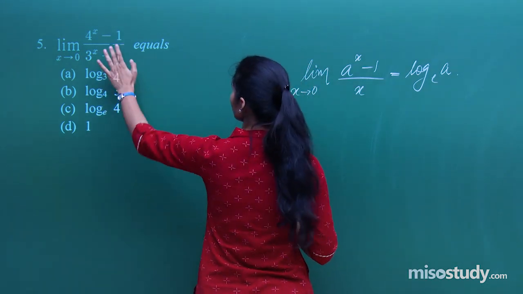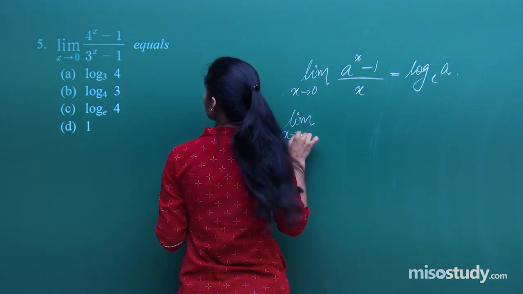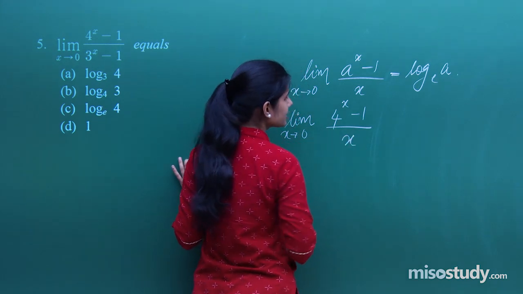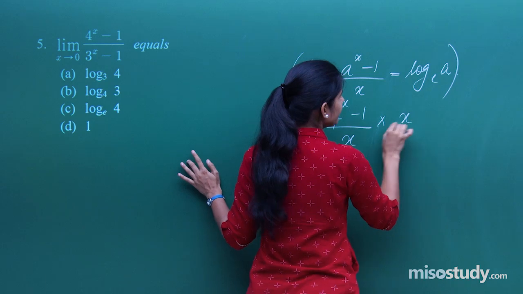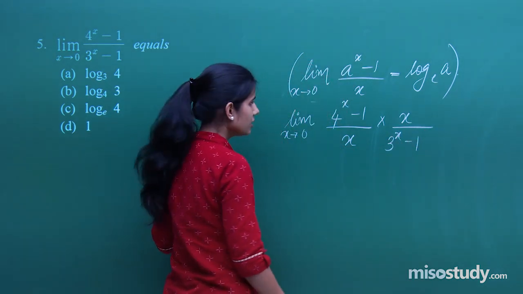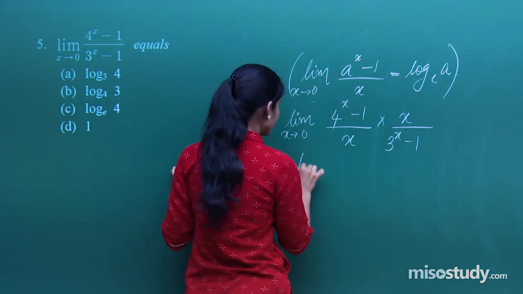Fine. So over here if I talk about this expression, I can rewrite it as limit x tends to 0, 4 to the power x minus 1 whole upon x. This is what I want ideally, to use this. So I multiply and divide by x. Rest of the expression remains the same. Obviously limit of the product is product of the limits.